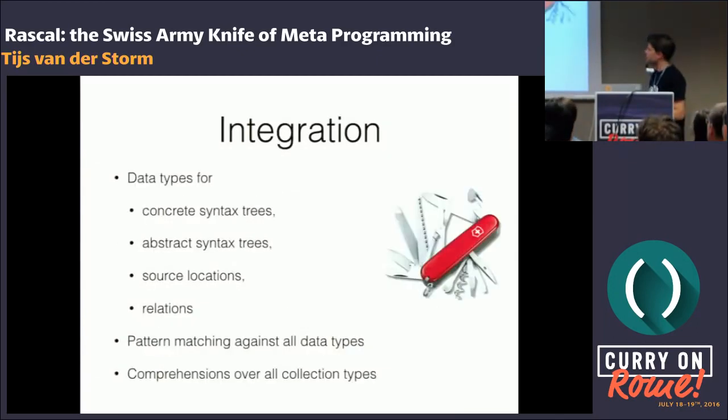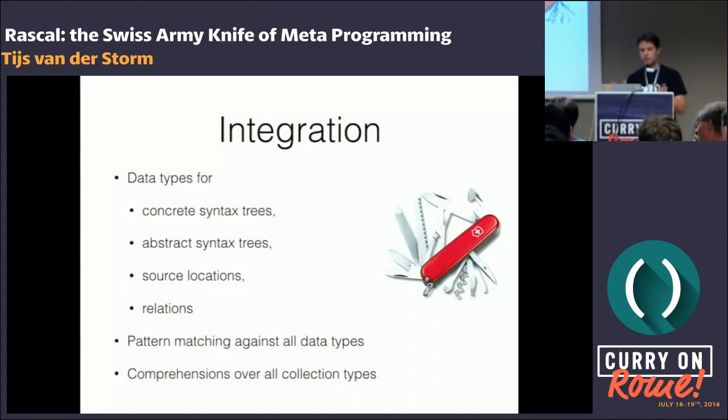Okay, so how do we achieve this integration? Well, basically, you could say that Rascal is a general purpose programming language in power. It's Turing complete, and you could do technically everything in it, but it's really also a domain specific language. So we have a lot of stuff built in, particularly designed for this metaprogramming domain.